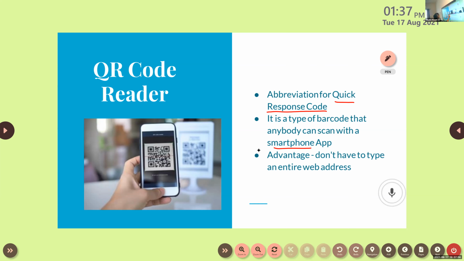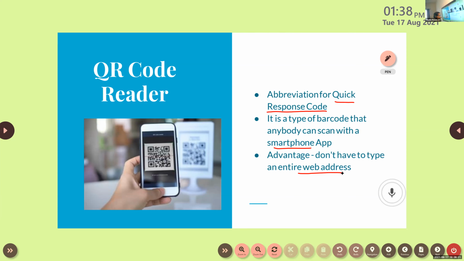After the invention of this QR code reader, we don't have to type. That is the advantage of the QR code reader. They are very easy to handle, right? We just have to take our phone and scan. No need to type the entire web address, right? So it is an advantage for us. It is easy for us to handle, right?